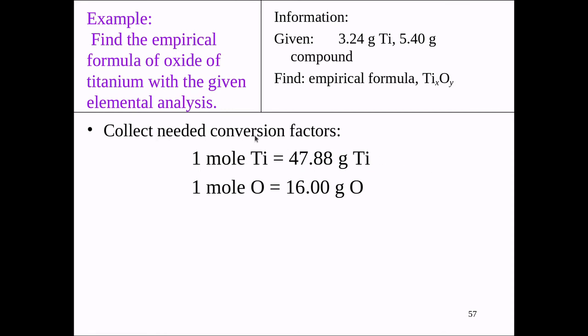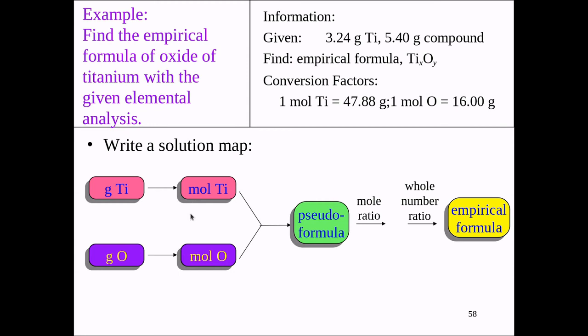We'll need to collect together our needed conversion factors. Again, we're going to the periodic table and we're figuring out what the mass of 1 mole of titanium is and the mass of 1 mole of oxygen. When we look at our solution map, it's just cut off the first part of our problem. We can go directly from the mass of titanium to the moles of titanium and directly from the mass of oxygen to the moles of oxygen. We don't have to worry about the percentages when the problem is presented to us like this.